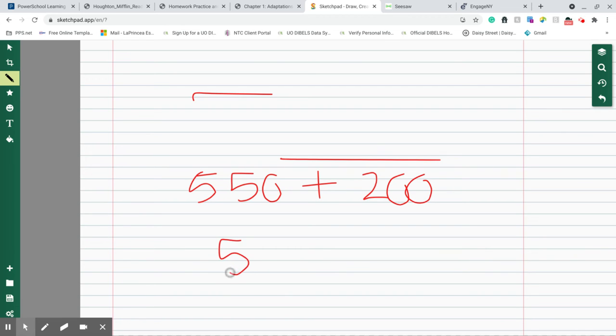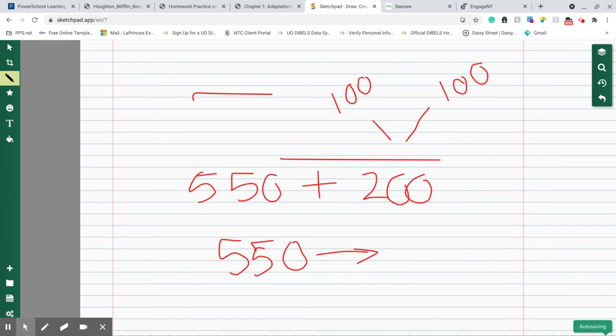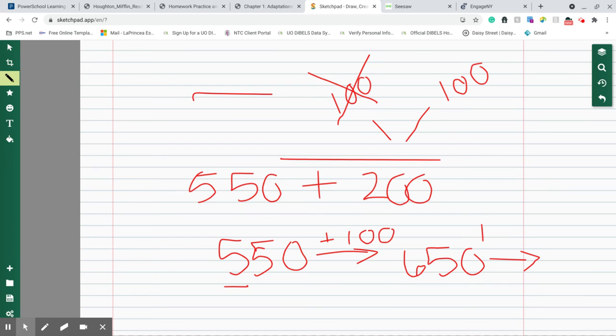So one way you can do this is starting with 550 and then breaking this number apart. You have 100 here and you have 100 here. And you can add those starting with your first 100. Whenever I'm adding 100, the number in the hundreds place is going to go up by 1. So that becomes a 6 while everything else stays the same. I added this one, so I'm going to add my next one. 750 should be your final answer.